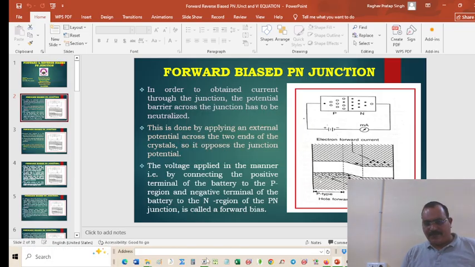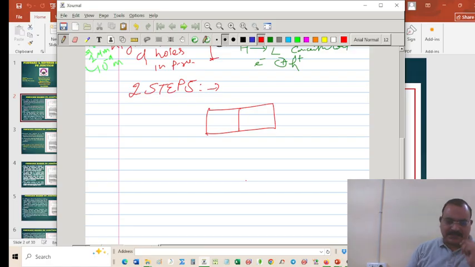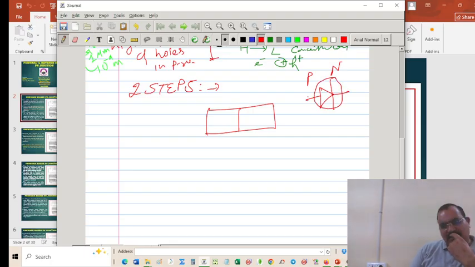Okay, so this is the very first step. Yes, I know the symbol for a diode. This is the symbol for a diode, right? This is your P section of the diode, this is your N section of the diode. Symbolically we can represent it like this, and in a few books we can represent it like this. This is the representation of a diode.